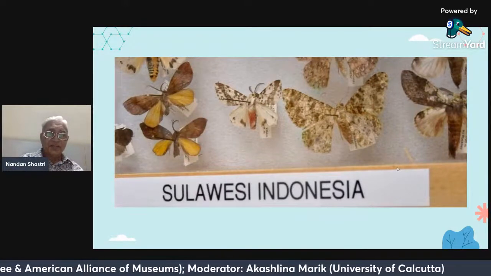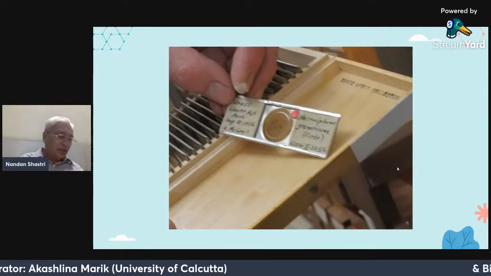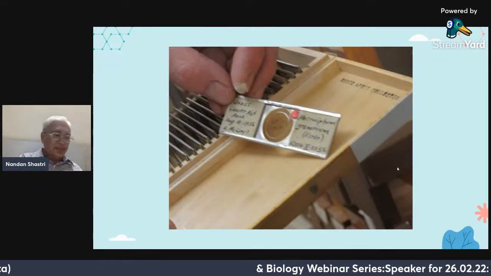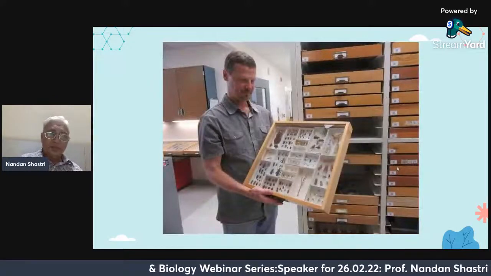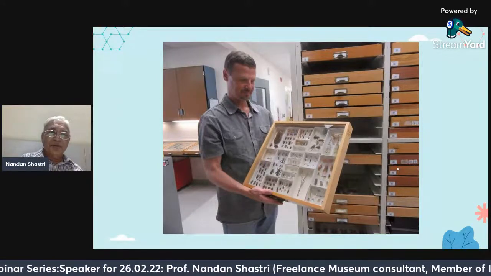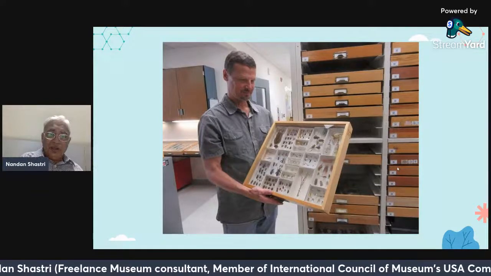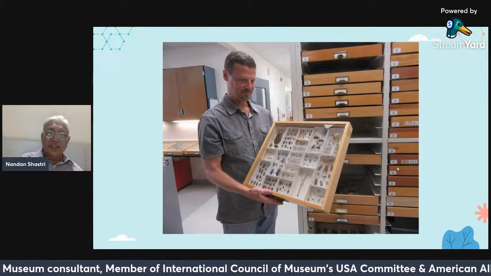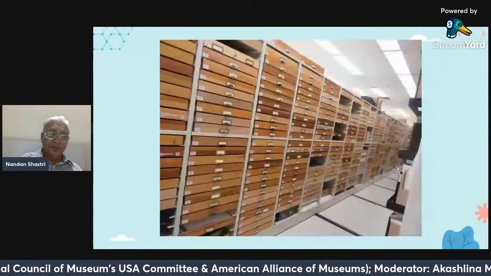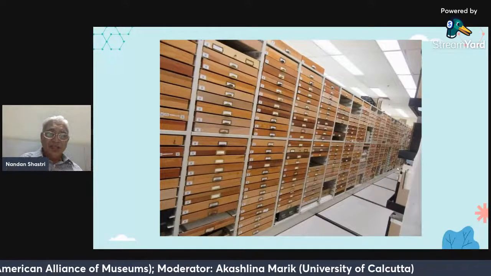Next slide, please. There are so many slides in the collection, and the storage is made with collapsible gate. Next slide, please. So there are so many drawers, as you can see, and they are housing the vast collection. Next slide, please. So here you see the storage area, what we call reserve collection.